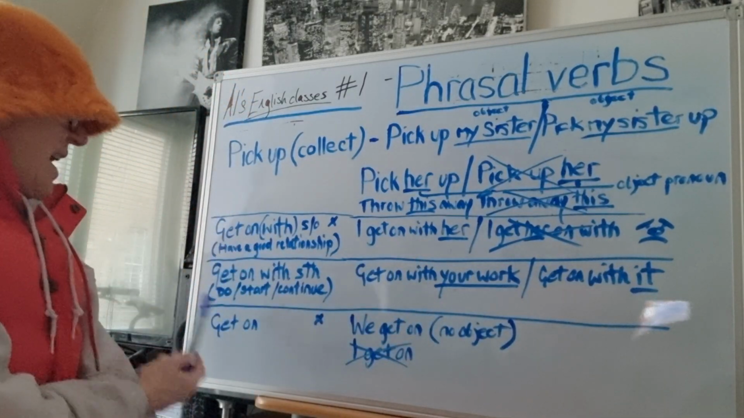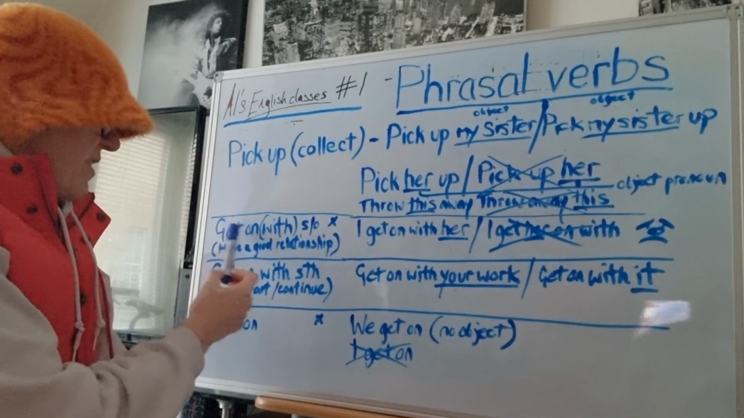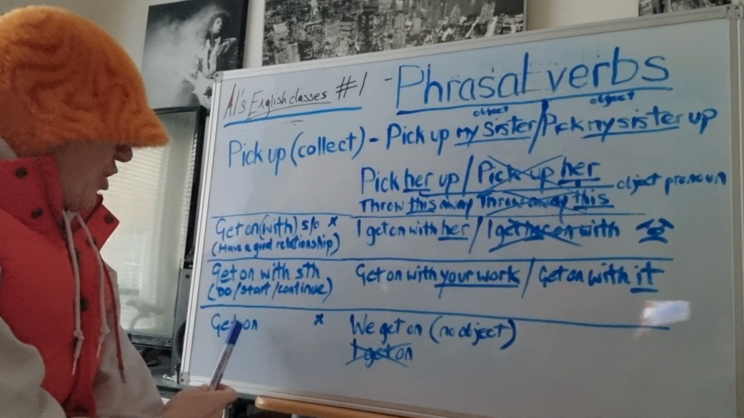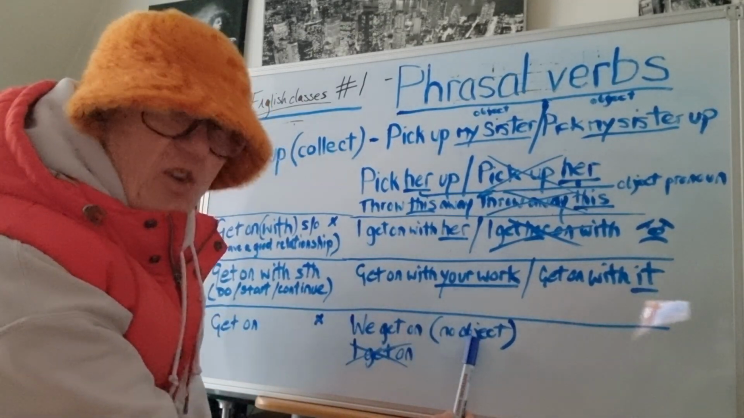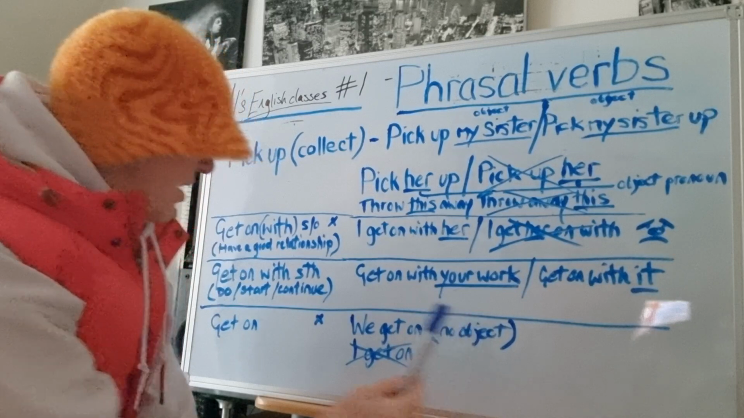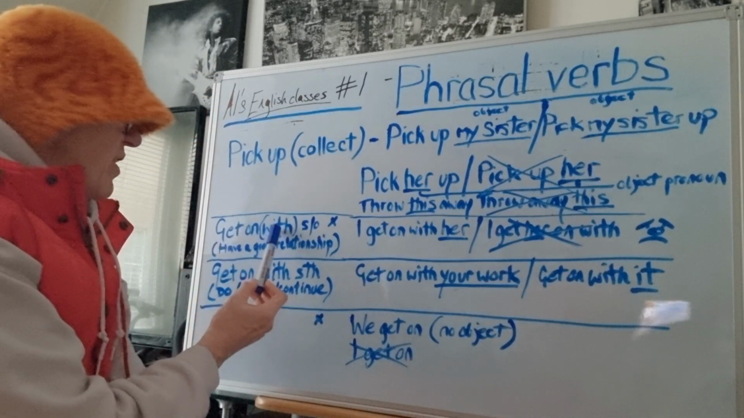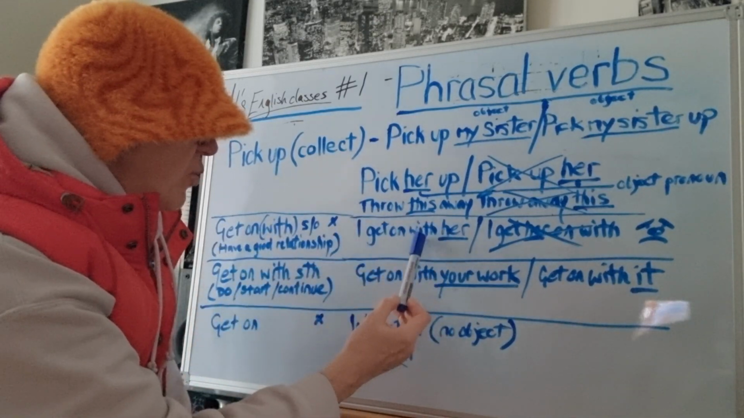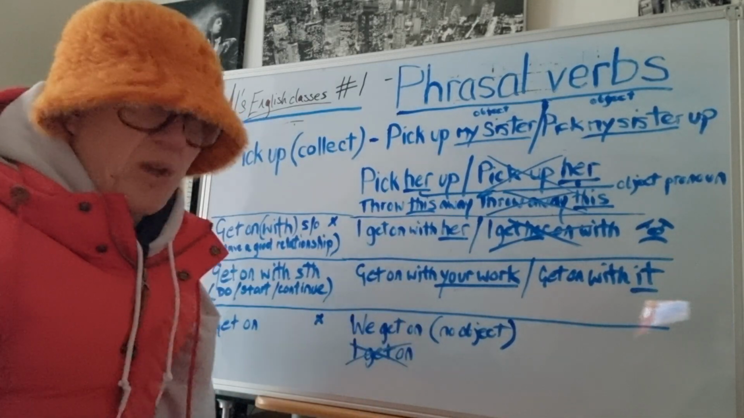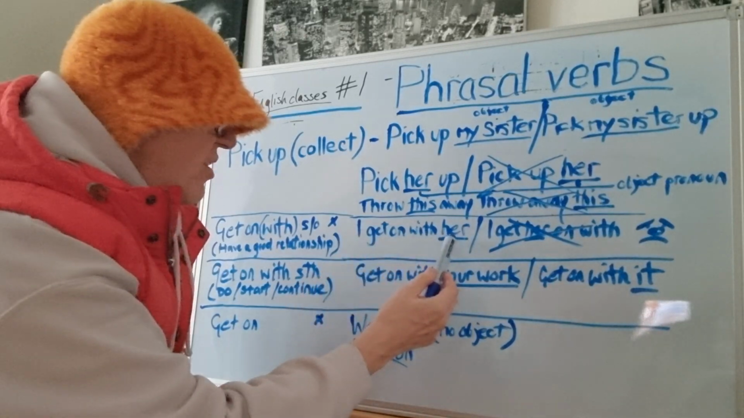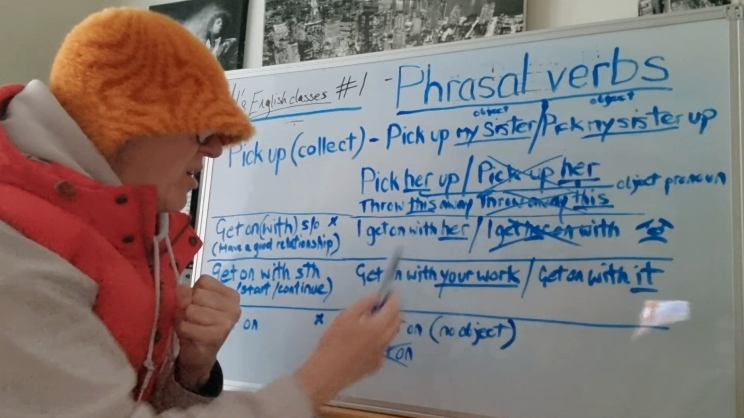Okay? Now, get on, with this meaning here, have a good relationship, not the other meaning. You could use only one particle, but in this context you would not use the object. That would be wrong. So we get on, no object. You see, get on with, you must have an object, with an object. Get on, you don't need the object, but the subject must be plural. For example, I and her. If you change I and her to we, we get on. I get on with her, we get on.